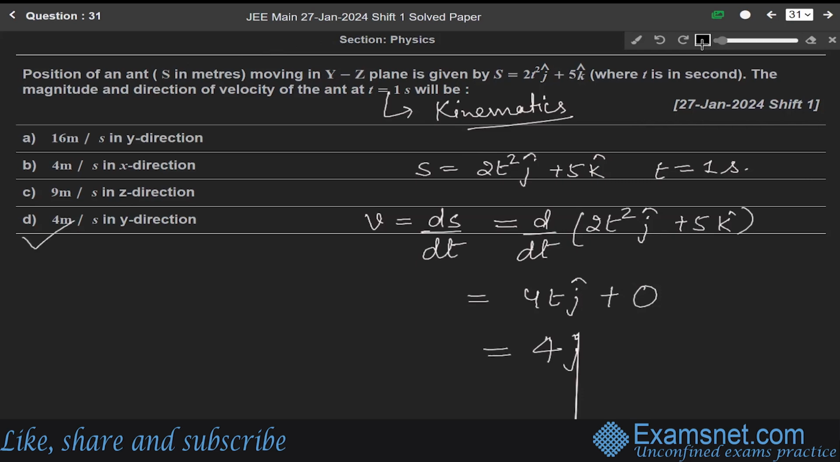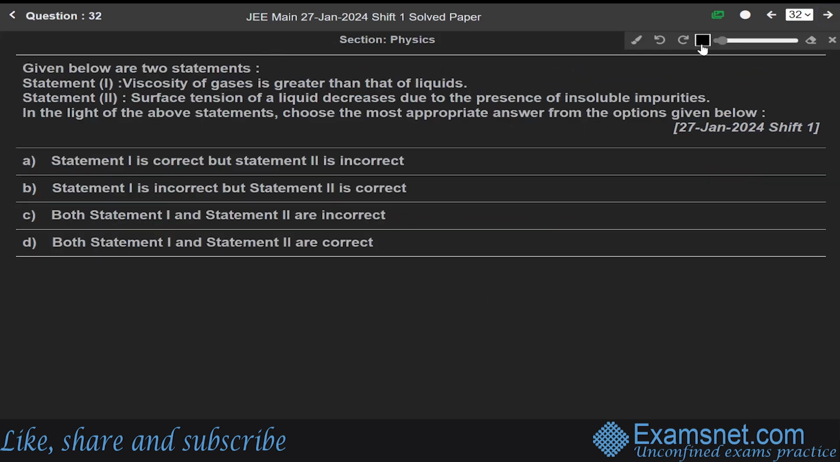Now, next question. Question number 32. This question says that given below are two statements. Statement 1: viscosity of gases is greater than that of liquid. And the second statement: surface tension of a liquid decreases due to the presence of insoluble impurities. So students, this question is from the chapter of properties of solids and liquid.